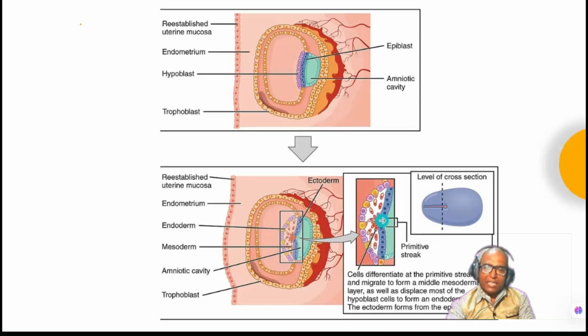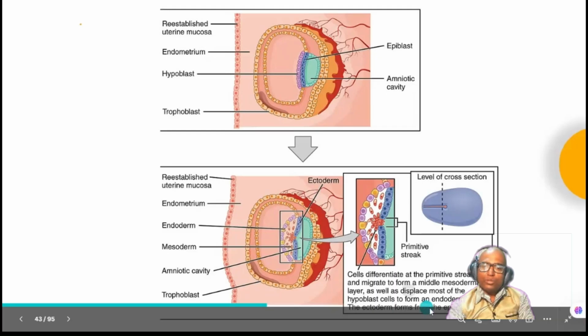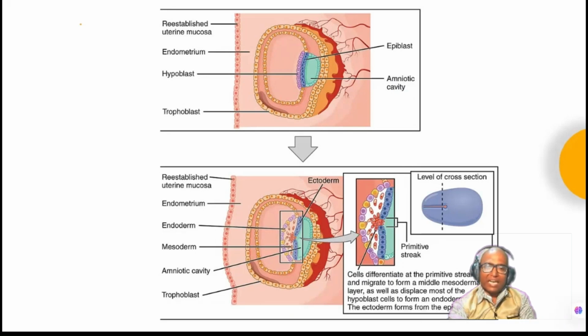So this is the epiblast, then this is the primitive streak, and there is a proliferation of these cells, and this is getting formed into the mesoderm. This new layer that gets formed here is the mesoderm. Then this hypoblast will get differentiated and will form the endoderm, and the epiblast at the end will get converted into the ectoderm. So these are the changes which are happening, and the bilaminar germ disk will get converted into the trilaminar germ disk.